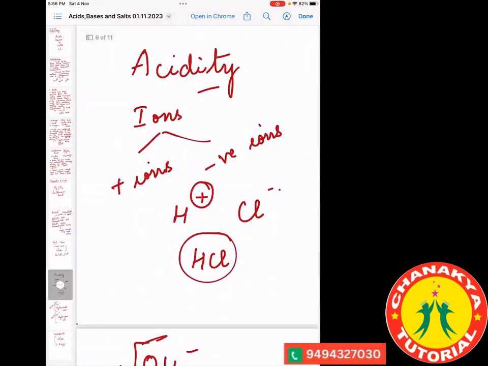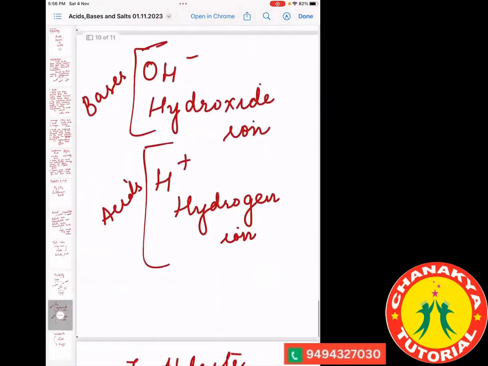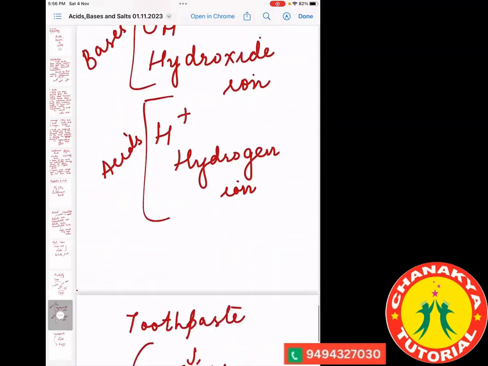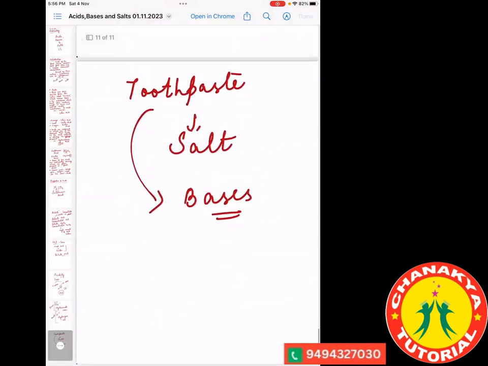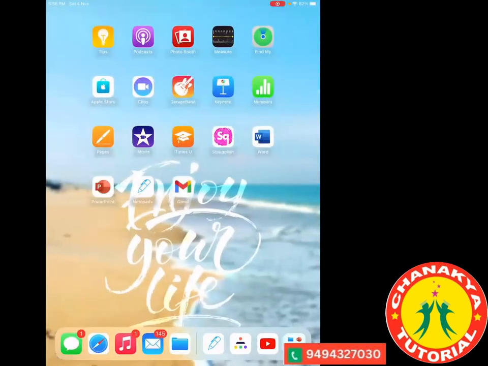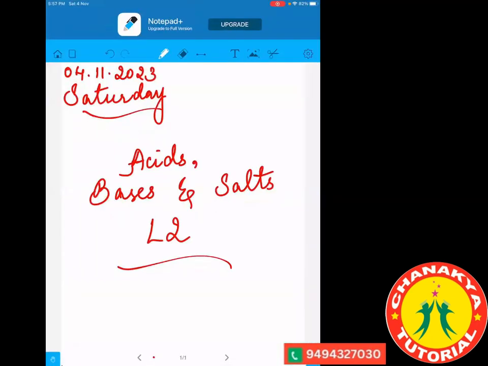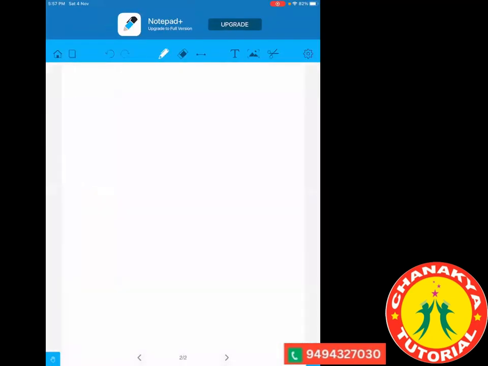Then we discussed acidity, the acid base. Acids should compulsorily have hydrogen in them, whereas bases should compulsorily have the OH minus ion. Now we'll be starting a few of the reactions today. We'll be discussing the reactions and the properties of the acids.